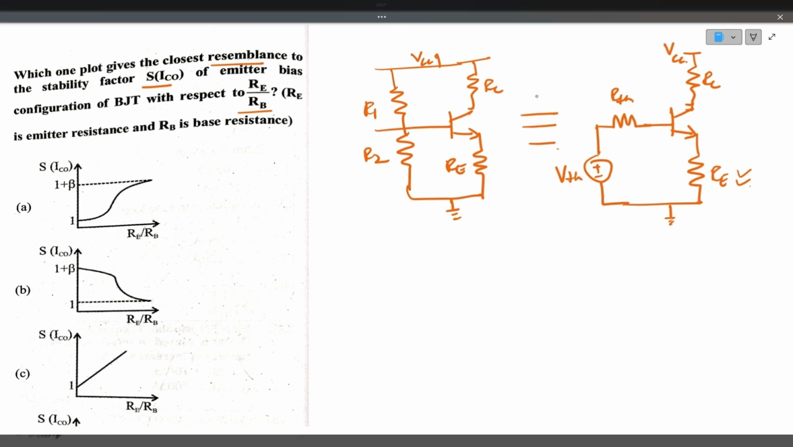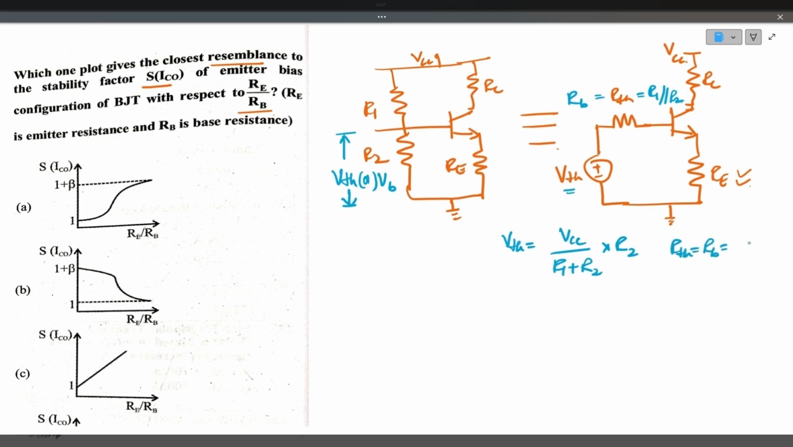Now what is V Thevenin? V Thevenin is nothing but the voltage across R2. You can call this VB also. Similarly, R Thevenin is nothing but R1 parallel with R2. You can call this RB also, the base resistance. So V Thevenin is VCC divided by R1 plus R2, multiplied by R2, the voltage across R2. Whereas R Thevenin, which can also be called the base resistance RB, is R1 parallel with R2.